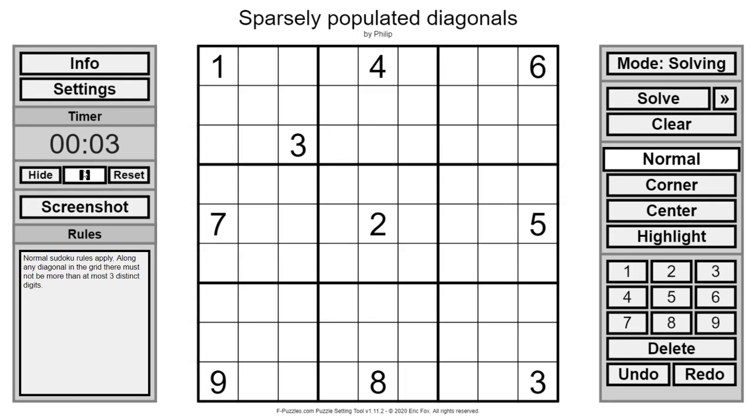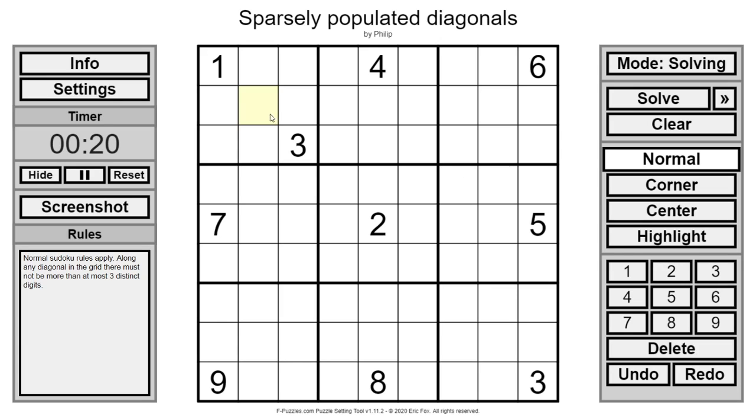Today we're going to be looking at sparsely populated diagonals by Philip. Normal Sudoku rules apply. However, along any diagonal in the grid, there must not be more than at most 3 distinct digits.